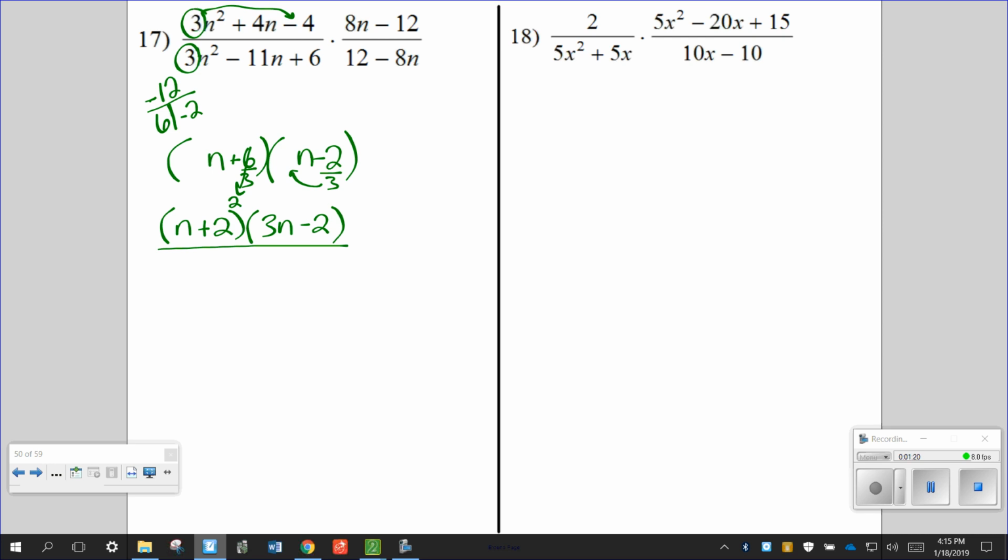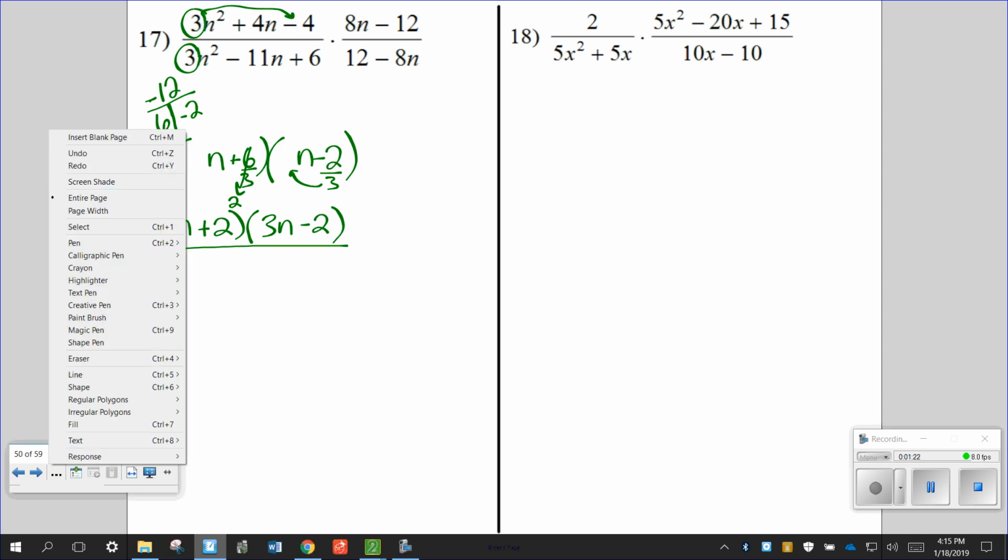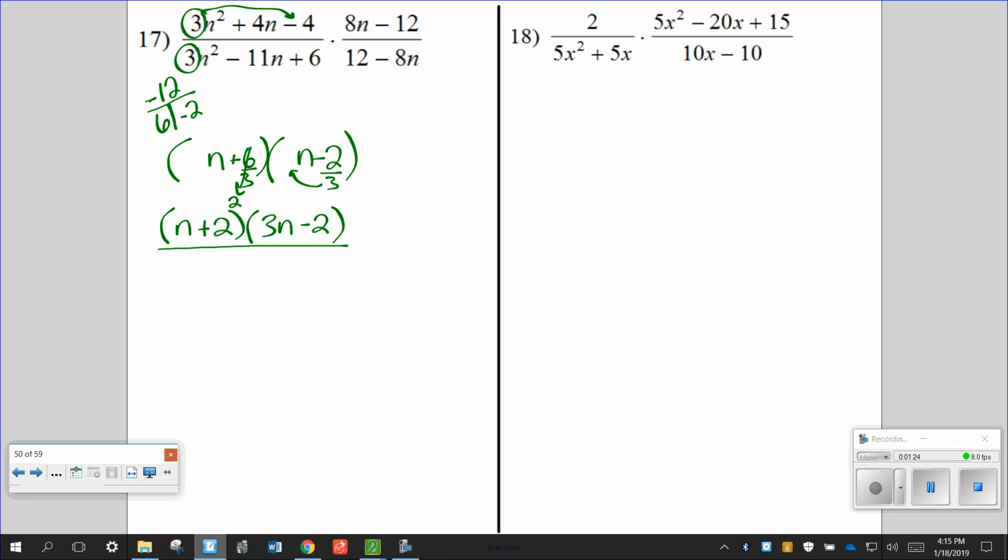Let me do this in a different color. Denominator, we'll do that one in blue. 3 times 6 is 18. Factors of 18 that add up to negative 11, which means they both need to be negative, because a negative times a negative will get us a positive. Negative 9 times negative 2 is positive 18. But negative 9 minus 2 is negative 11.